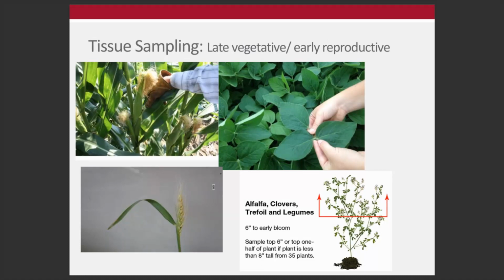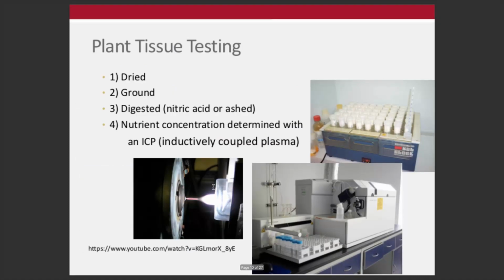Tissue sampling for agronomic crops, field crops, often happens late vegetative or early reproductive, as we've discussed. Then those plant parts are sampled and sent into a lab, and typically via ICP, inductively coupled plasma spectrometry, is how you get your values, a value of how much P, how much K, how much nutrient would be in there. Okay, so that's a whirlwind recap of plant tissue testing.